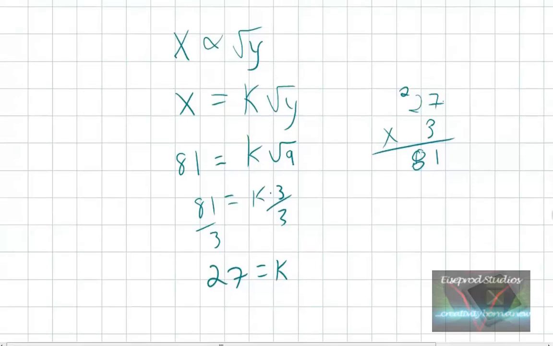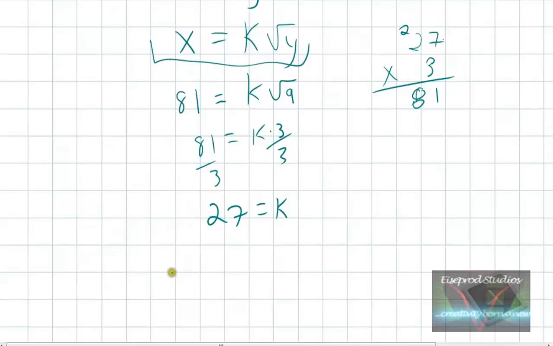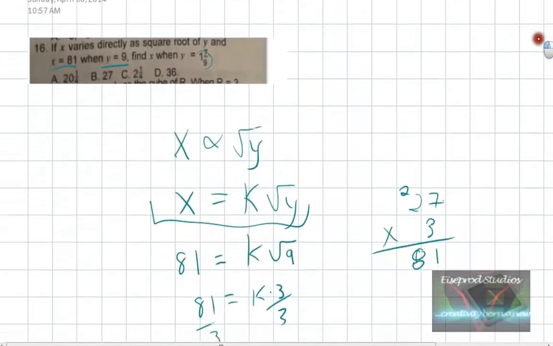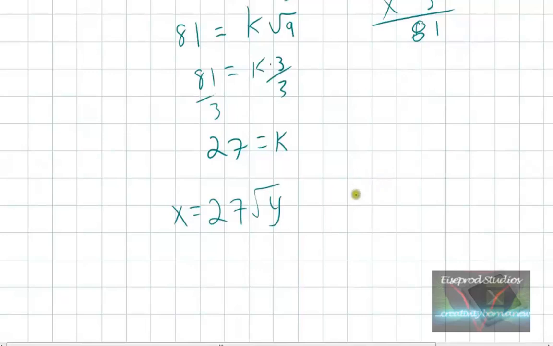Okay, so let's go back to this right here. So now we know k, so we can make this sort of a law connecting these findings that we have found. So x is equal to 27 times the square root of y. And so now we want to know what happens when y is equal to 1 7/9. Okay, so 1 times 9 is 9, plus 7 is 16. So this is the same thing as saying 16 over 9.